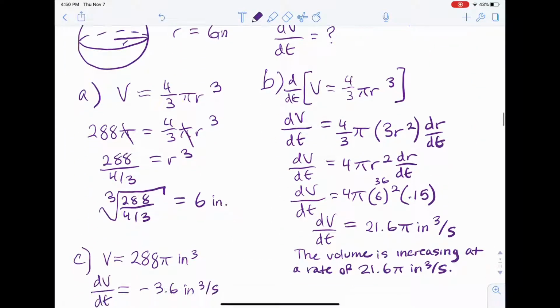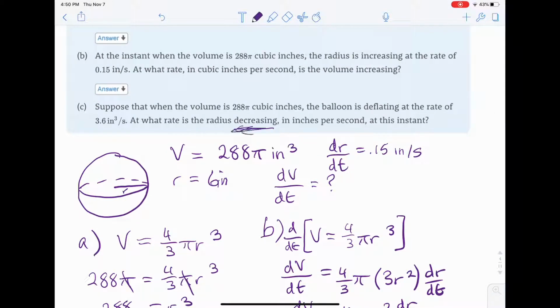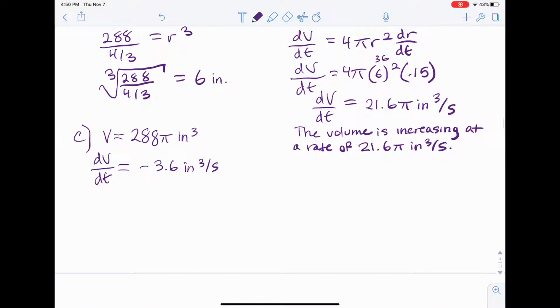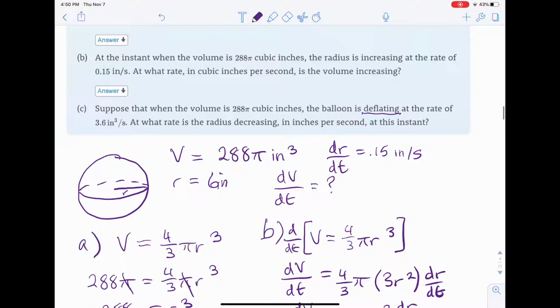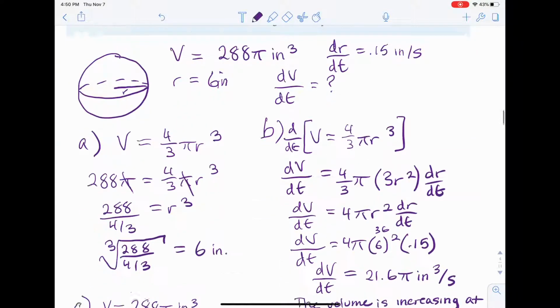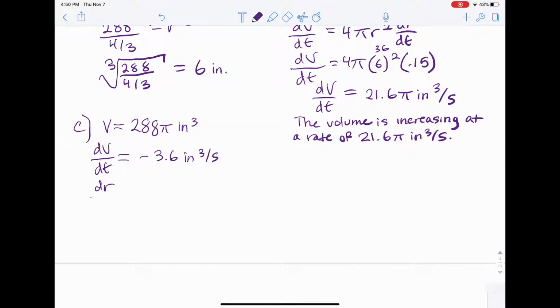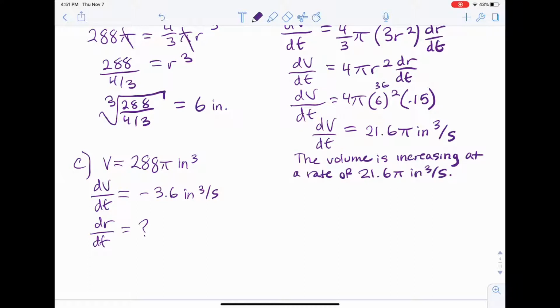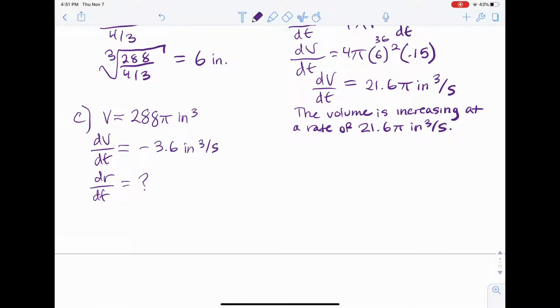Oh, my bad, wrong one. Right here, deflating. There we go. So then at what rate is the radius decreasing in inches per second at this instant? So they want us to find dr/dt. We don't know that yet. So we can use the derivative from this equation in this problem as well. dV/dt equals 4 pi r squared dr/dt.